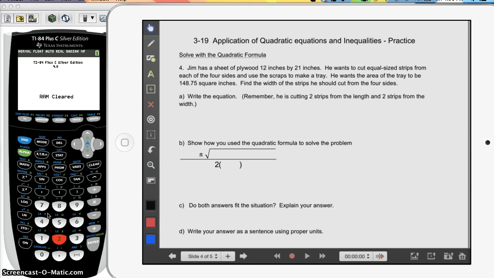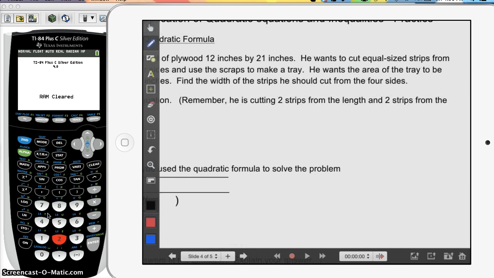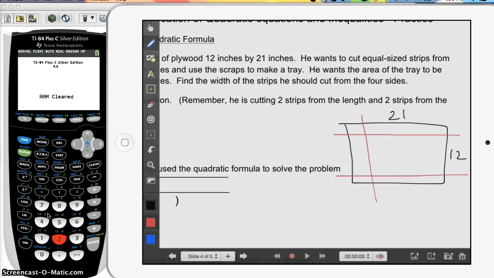Jim has a sheet of plywood, so let's try to graph this sheet of plywood. And it's 12 by 21. He's going to try to cut equal sized strips from each of the 4 sides and use the scraps to make a tray. This doesn't look equal, but it's going to be good enough. So basically, use the scraps as he said, so basically what's left, so the inside. And he's going to cut equal sized strips from each side.